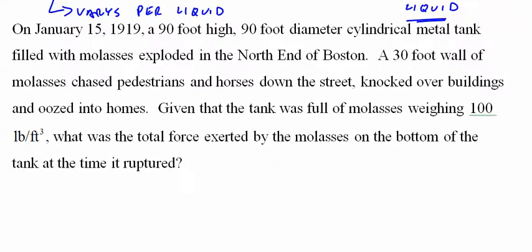So here's a classic, 1919, January 15th, a 90-foot diameter cylindrical metal tank filled with molasses. And molasses has a weight density W of 100 pounds per cubic foot. So that was some serious pressure. It's 30 feet high, and it blew up and just devastated a huge chunk of the north end of Boston. And then worse than that, it's sticky stuff. So everywhere it goes, people track it everywhere, into shops, into homes, in the subways, out into the suburbs. It's crazy. So how do we do this?